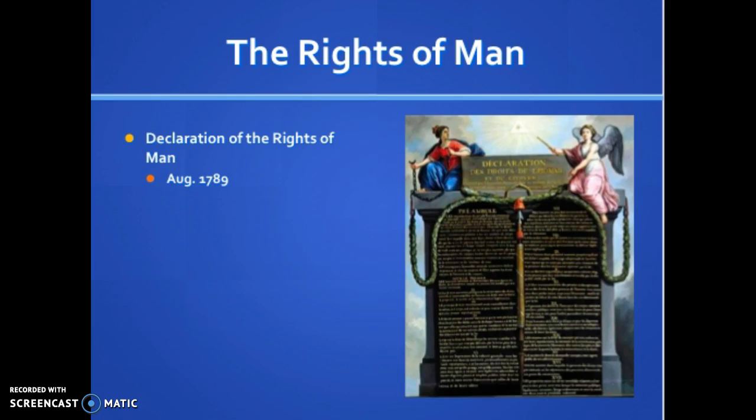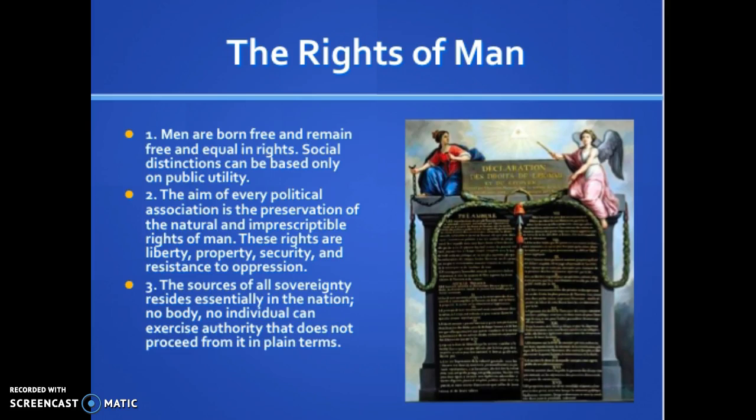In August of 1789, the National Assembly will publish the Declaration of the Rights of Man. The Declaration is similar to the American Declaration of Independence. It is a statement of what the revolution is supposed to be all about. Now, what does it say? Here are just 3 points from the Declaration of the Rights of Man. The first point. Men are born free and remain free and equal in rights. Social distinctions can be based only on public utility. This is a direct attack on the class system within France.